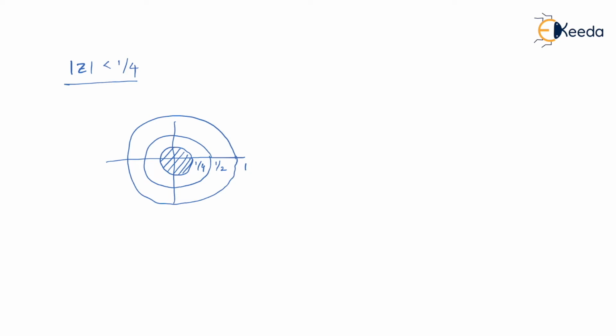So let us comment on this ROC. First of all, mod of z less than 1 by 4, then the ROC area is inside the innermost circle. Therefore, I can say that this is an anti-causal function. So first of all, commenting on the causality, this is a purely anti-causal system. Let us comment on the stability. When it comes to stability, then ROC must include the unit circle. As you can see, mod of z is less than 1 by 4. It is covering that area which is inside 1 by 4. So there is no scope for mod of z less than 1 by 4 to cover the unit circle. Therefore, this is 100% unstable. You can say unstable or you can say not stable.